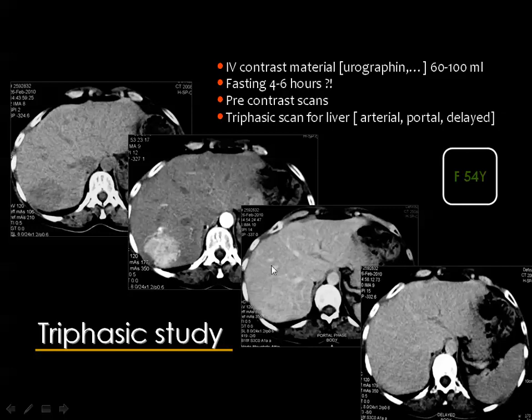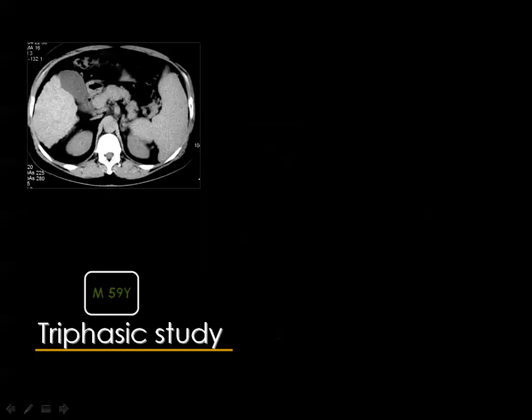Actually, you know that contrast media will reach the hepatic artery about 25 seconds from the start of injection, and it will reach the portal vein at about 55 seconds, and then you wait for some time. This study is known as the triphasic study, because you scan the liver in 3 phases after contrast injection: arterial phase, portal phase, and the delayed phase.